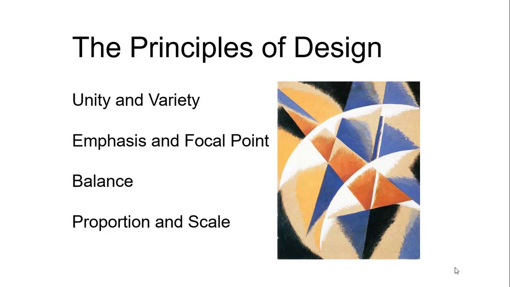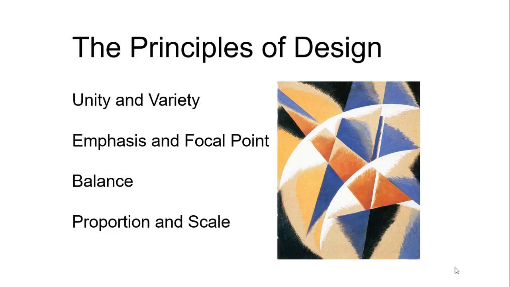proportion, and scale. Now, last week we talked about the visual elements, things like line and shape and space and color and texture. And those are the components of art. So those are the things that you would use to create a work of art. You know, I use shapes, I use lines, I use colors. But the principles of design are the guidelines that we use to create a work of art. So how do I organize shapes on a page? Well, we use principles of design to help us do that.